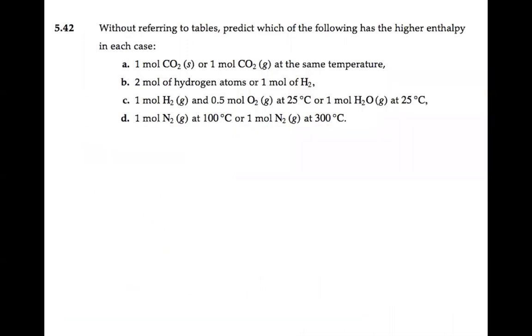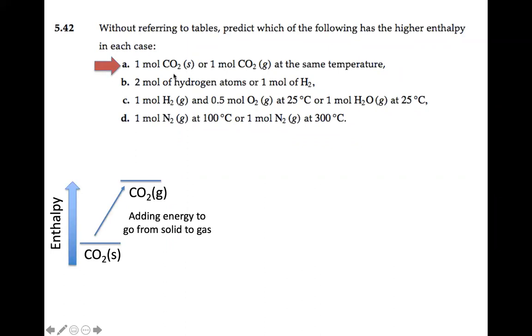The reason I'm bringing that up is there's this question here at the end of the chapter. This one says, without referring to any tables, see if you can determine which of these would have a higher enthalpy value. So this is saying we're not looking anything up. We're just trying to make sense of what enthalpy is telling us and see if we can figure out which of these has the higher enthalpy value. So let me talk you through what they're about within this one.